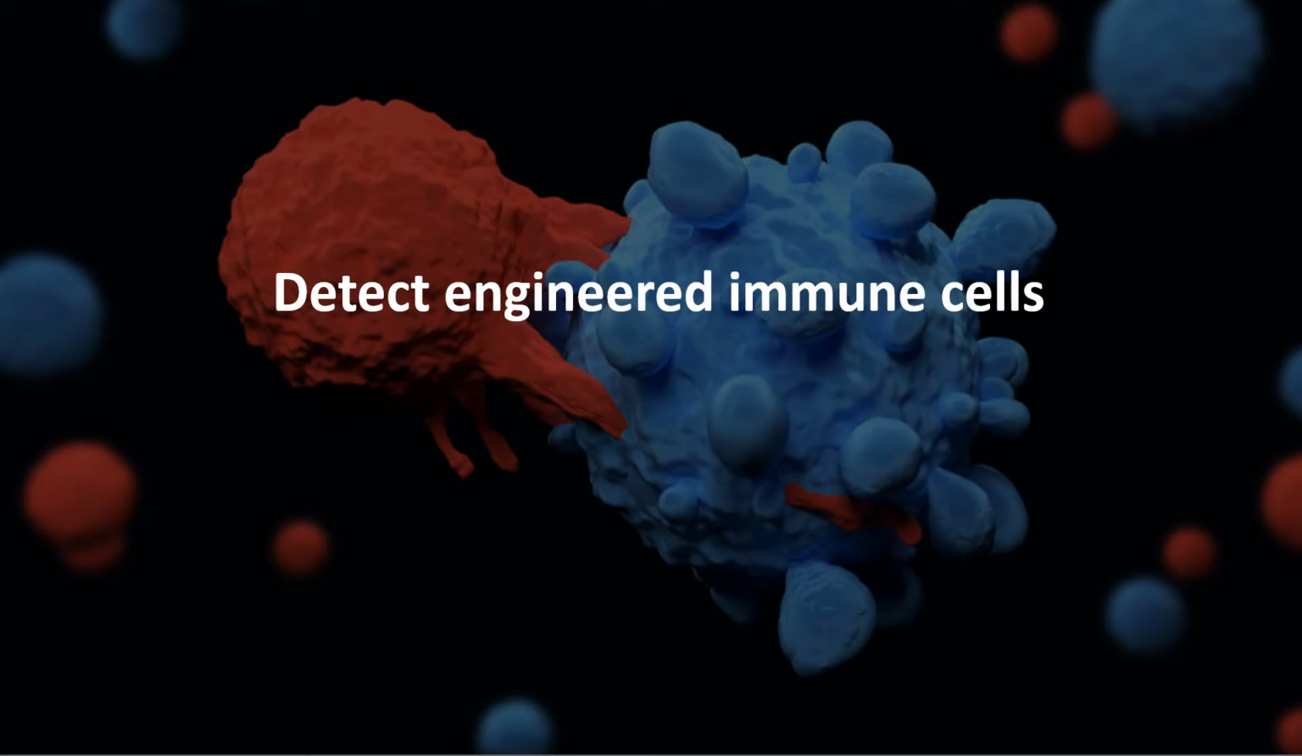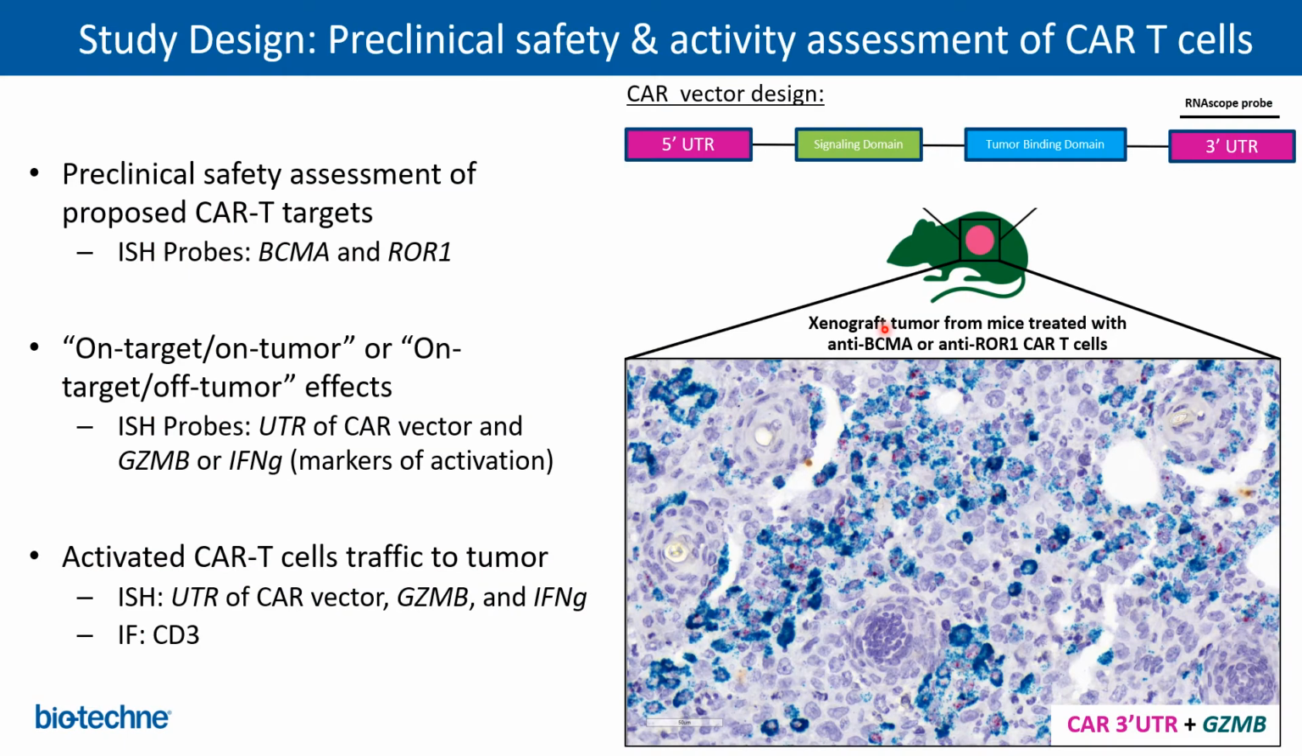Next, I'm going to give you an example of how the RNAscope technology is being used to understand the safety and efficacy of engineered immune cells. Here's an example where we did a project with Bluebird Bio, where we used the RNAscope technology to assess the preclinical safety and activity of their developing CAR-T therapy. Using the RNAscope technology, we designed a specific probe against the 3' UTR of their CAR vector, which allowed us to visualize these CAR-T cells in situ.